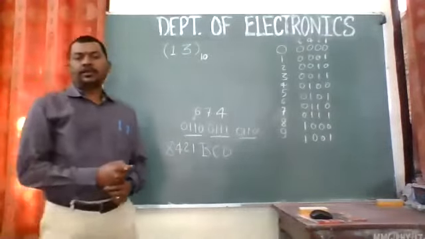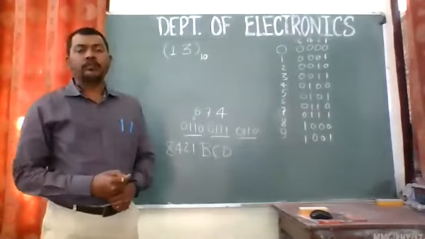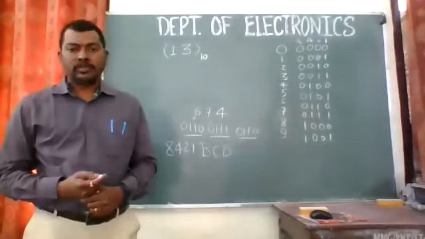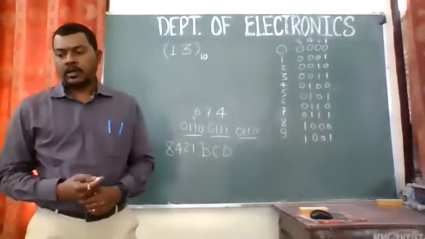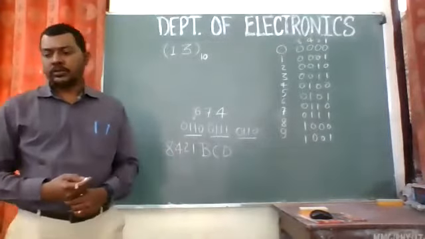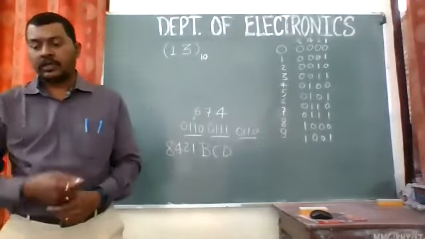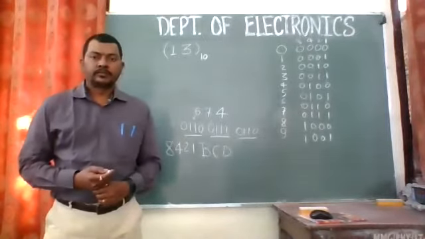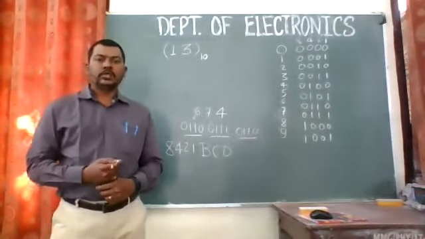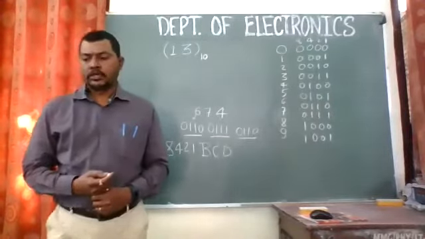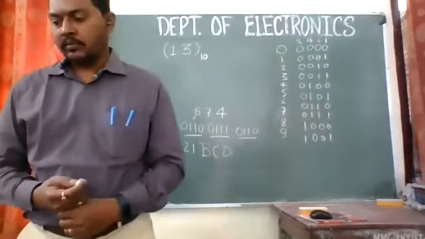So 13 in decimal. If I need to convert it into the 8421 BCD code, what would be the value of it? Anybody can unmute themselves and please tell me, so that I can understand that you are getting things. 13, how can 13 be converted into 8421 BCD code?